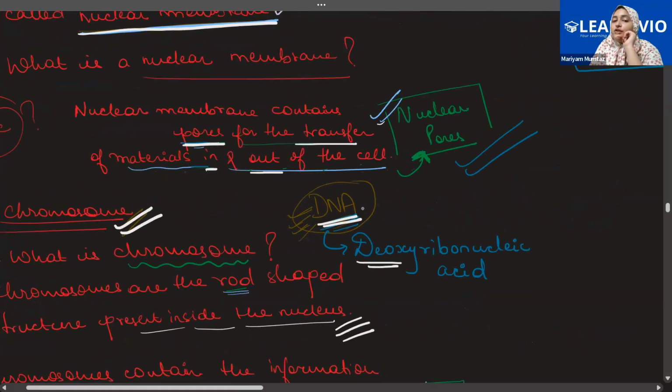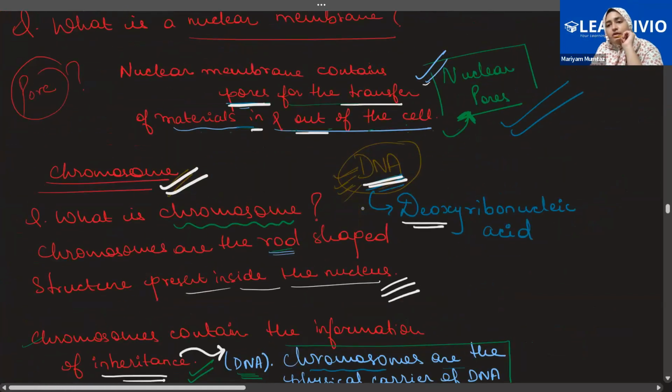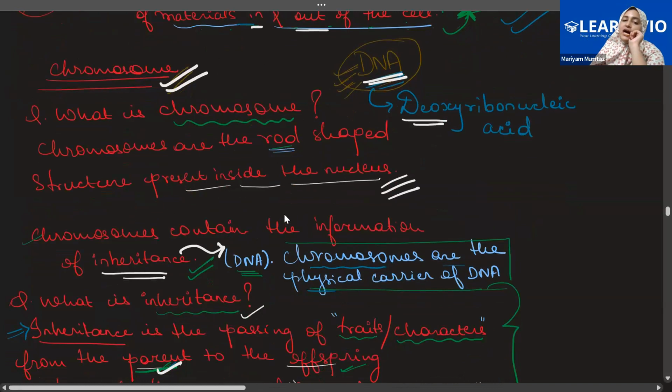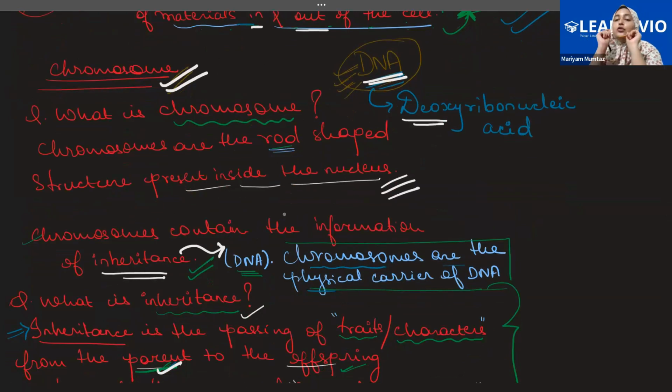Now, coming on to what is actually present inside the nucleus, or what does the nucleus hold? Your answer should be chromosomes or DNA. Both of the things. Now, what is a chromosome? Chromosomes are rod-shaped structures and they are present inside the nucleus. They contain the information for inheritance. What is that information for inheritance? That is the DNA. And everyone should remember this: DNA stands for deoxyribonucleic acid. That is the full form of DNA.